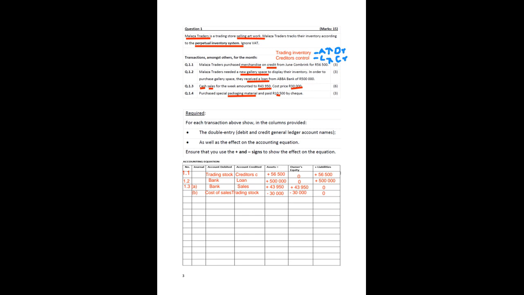Bank. Bank and whatever you bought. What did you buy? Packaging material. Yes, thank you so much for that. So we add bank. Let's classify. What is bank? What is packaging material? Classify quickly. Asset. What about the packaging material?